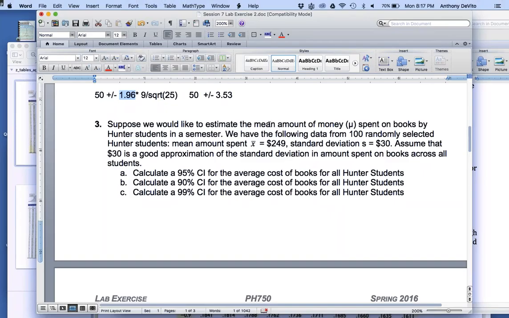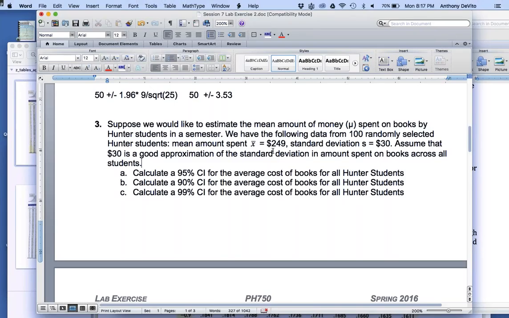Let's do one more of these. Suppose you would like to estimate the mean amount of money spent on books by Hunter students in a semester. We have in this course nothing, right? Because we use an open source textbook. It used to be like 250. We have the following data, and the textbooks were not great. We have the following data from 100 randomly selected Hunter students.